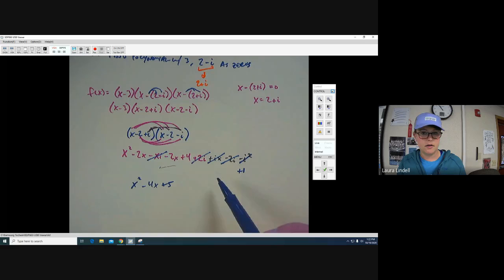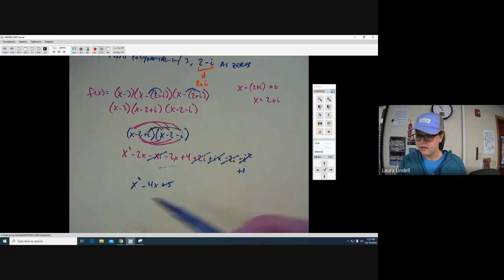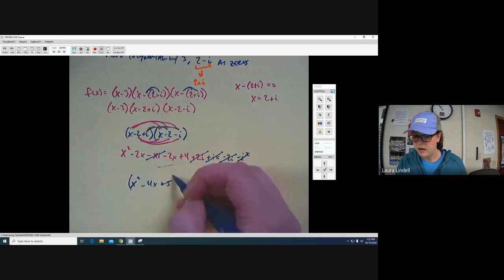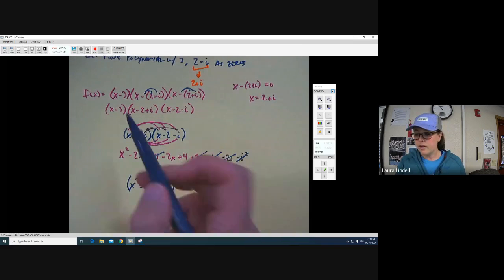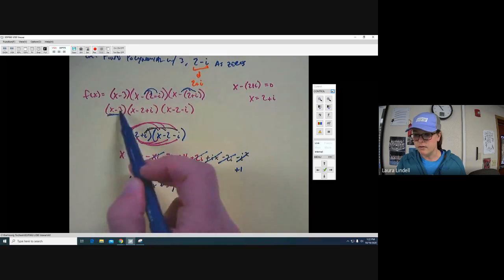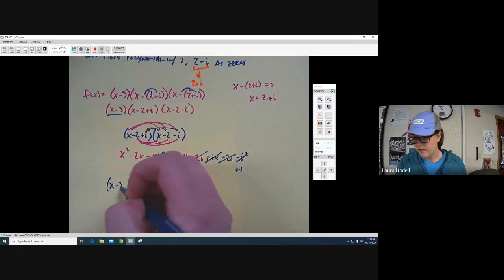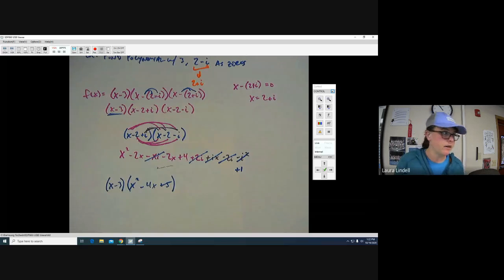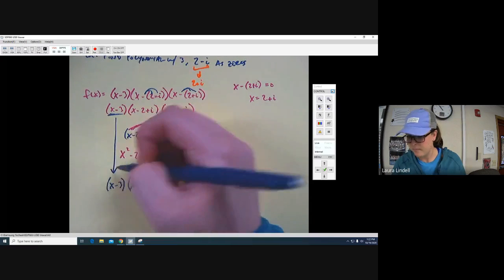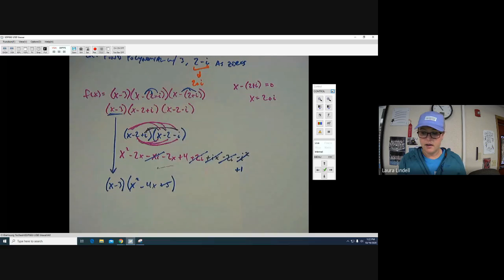Okay. So once we have this, and it's all simplified, then we start multiplying in our real zeros, like x minus 3. X minus 3 is also a factor here, so we're going to multiply that in. And that'll be my last step in this case.